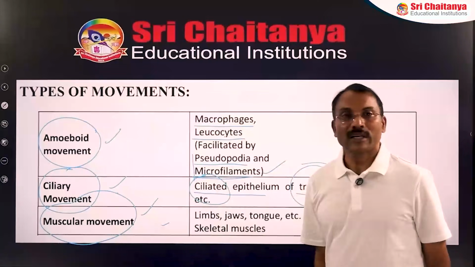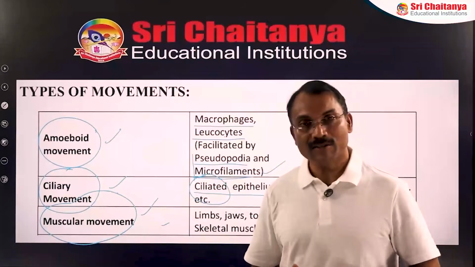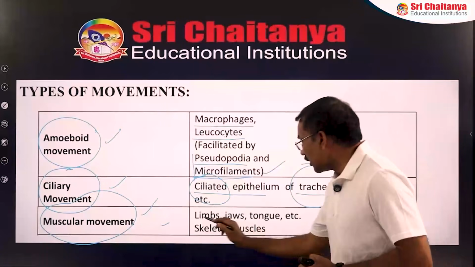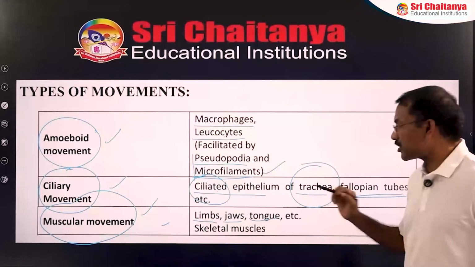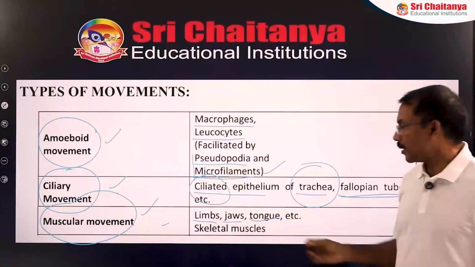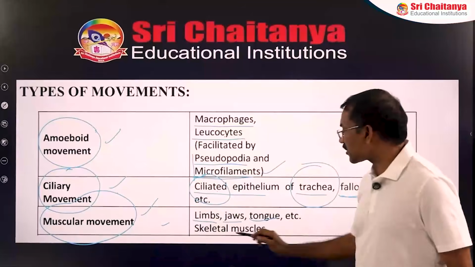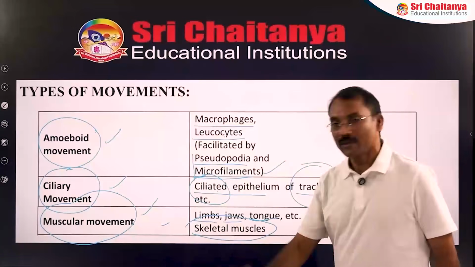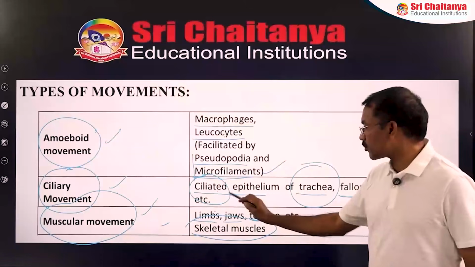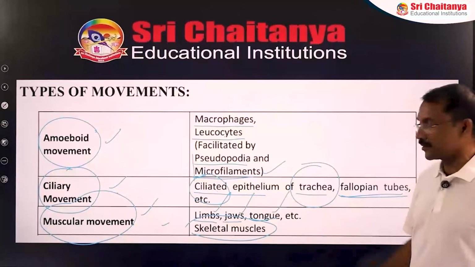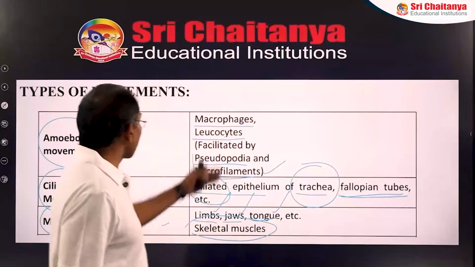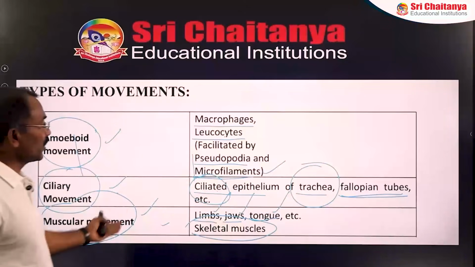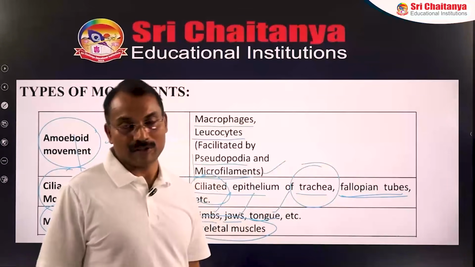Muscular movement. Muscular movement is exhibited by muscles. Let us consider muscles of limbs, jaws, tongue, etc. They show the muscular movements. Those muscles are skeletal muscles. You know, muscles in limbs, jaws and tongue are examples of skeletal muscles. These are the three types of movements and related examples.